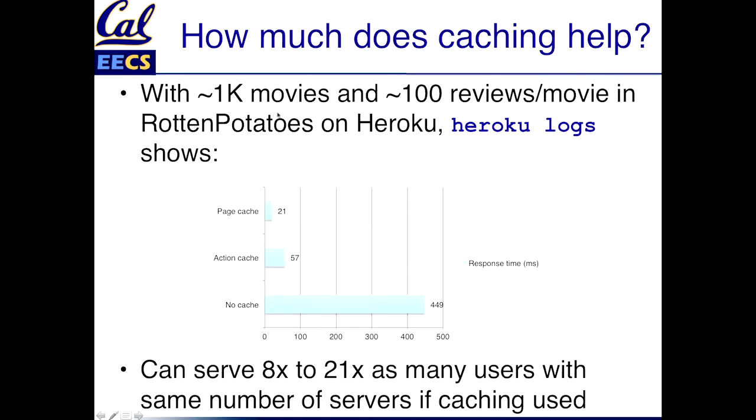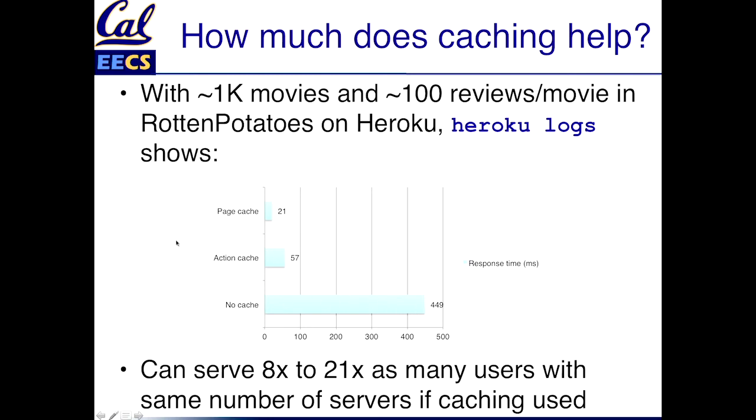So here are some measurements that were taken on essentially the bare bones Rotten Potatoes app. What we did is we pre-populated it with about 1,000 movies and about 100 reviews for each of the movies. And then we ran the app on Heroku and did a bunch of requests against it to see how long, in other words, the x-axis here is the response time in milliseconds, how long it took to serve a typical show action. And when we turn on page caching and action caching, basically for the list of all movies and for the show template for each movie, compared to having no caching, we can fetch things 8x to 21x faster.